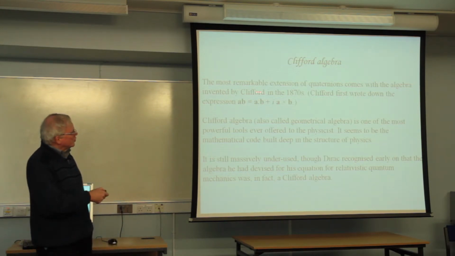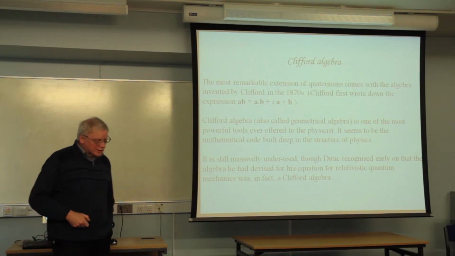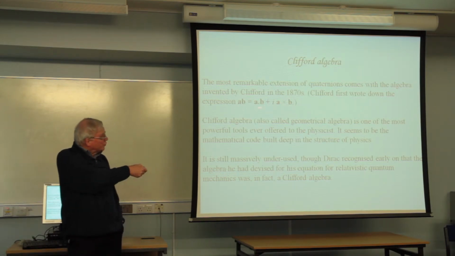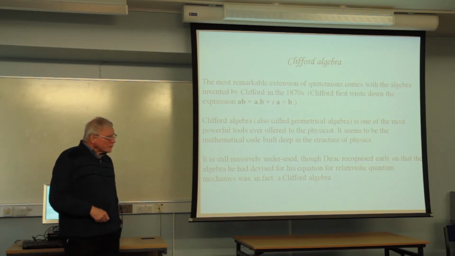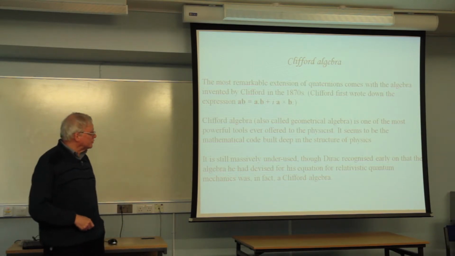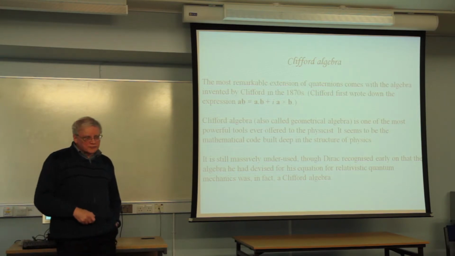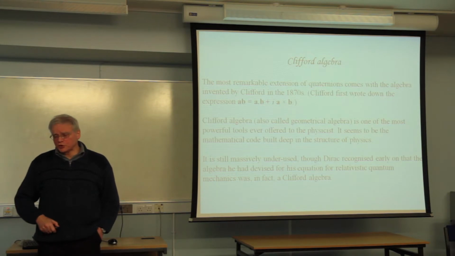Now, the most remarkable extension of this comes with the algebra invented by Clifford in the 1870s. And Clifford, by the way, first wrote down that expression. He didn't use the term multivariate vectors. It's also called geometrical algebra. So the terms are interchangeable. And I think it's about the most powerful tool that physicists could have. And it's used by some physicists, but nothing like enough.